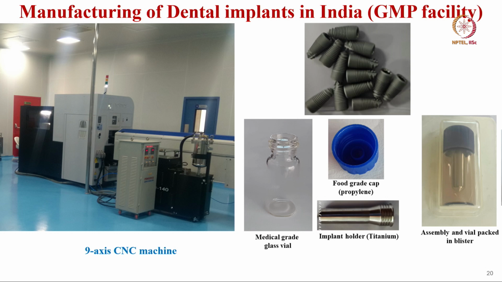And you can see this manufactured dental implants in India in one of the GMP facilities. They have this 9-axis CNC machine, and these are metallic dental implants. When they are supplied to the clinicians for the clinical study, they are put into a medical grade glass vial. Then this implant holder titanium and the assembly and glass vial are packed in blister pack. It goes for gamma sterilization, this primary packing, secondary packing, gamma sterilization, and then it goes to the clinicians when they place these implants into the patients.